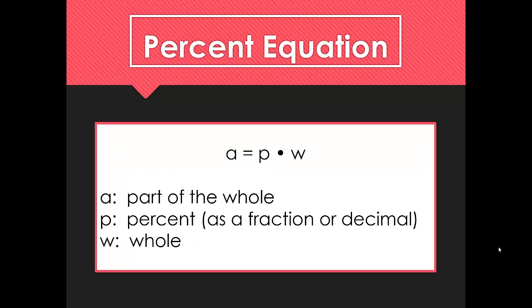Now let's look at our percent equation. So our equation is A equals P times W, where A is part of the whole, P is the percent, and we either do that as a fraction or a decimal, and then W is the whole.